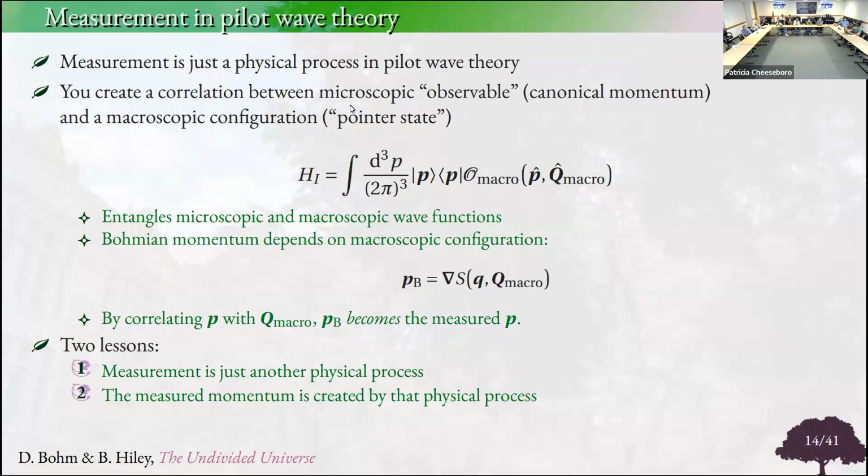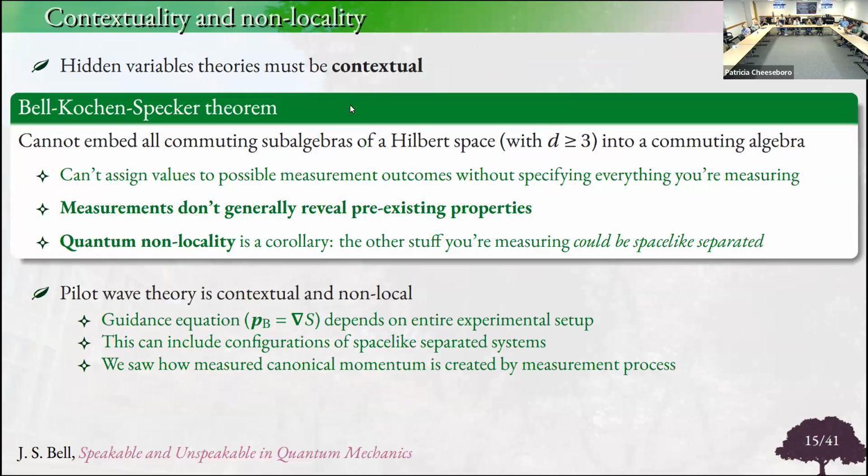And second of all, the measured momentum is not, in fact, measurement probably isn't a good word. You didn't figure out what momentum the system had before you measured it. You caused it to have that momentum by the interaction. That seems like a very peculiar aspect of pilot wave theory, but it turns out to reflect a structural property of quantum mechanics that appears in all of the interpretations, and that is contextuality.